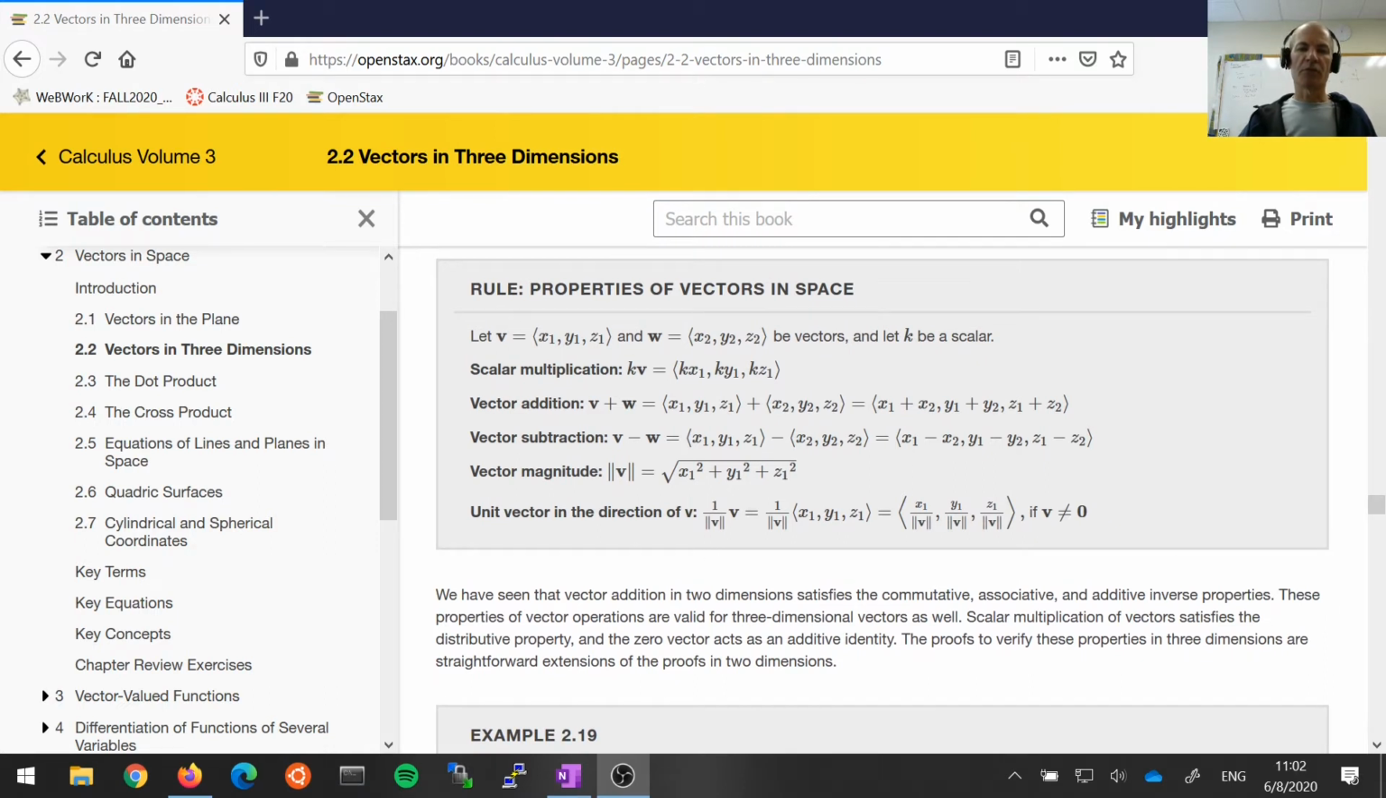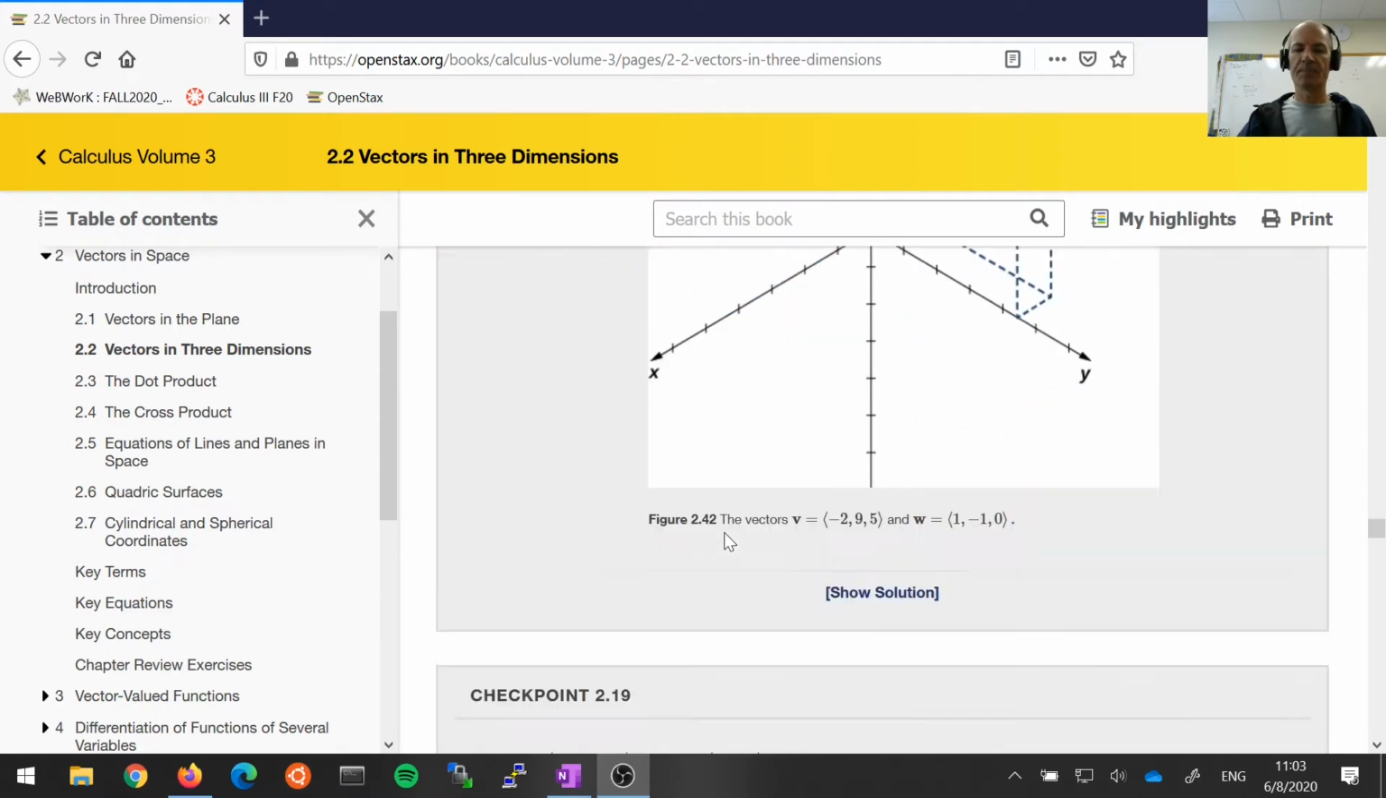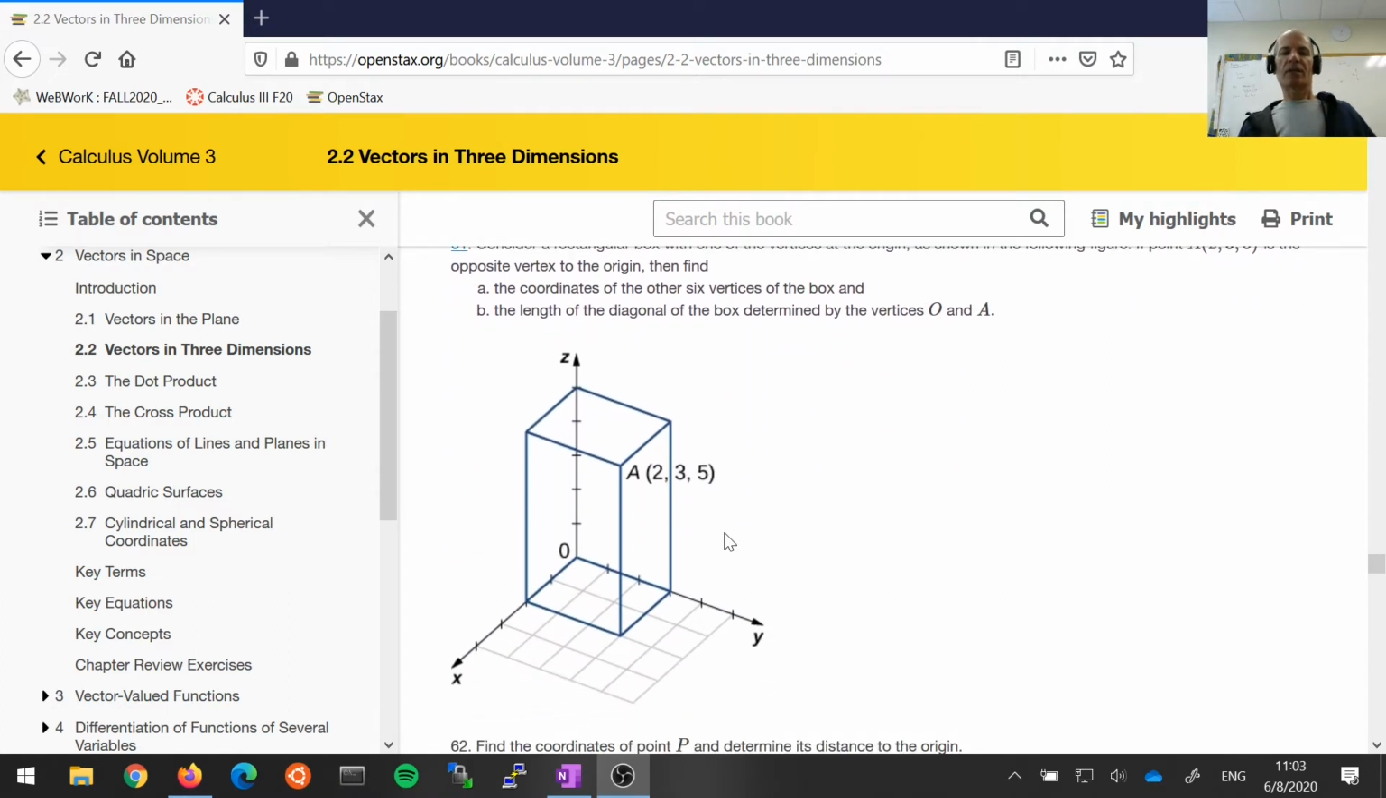Here's a summary of some of the things that we can do with vectors. If we have 2 vectors v and w in 3-dimensional space, we have scalar multiplication, vector addition, vector subtraction. We have the magnitude of the vector, which is just the sum of the squares of the coordinates square rooted, and we can form unit vectors in 3 dimensions by dividing the vector by its length. Okay, let's do a quick set of examples.